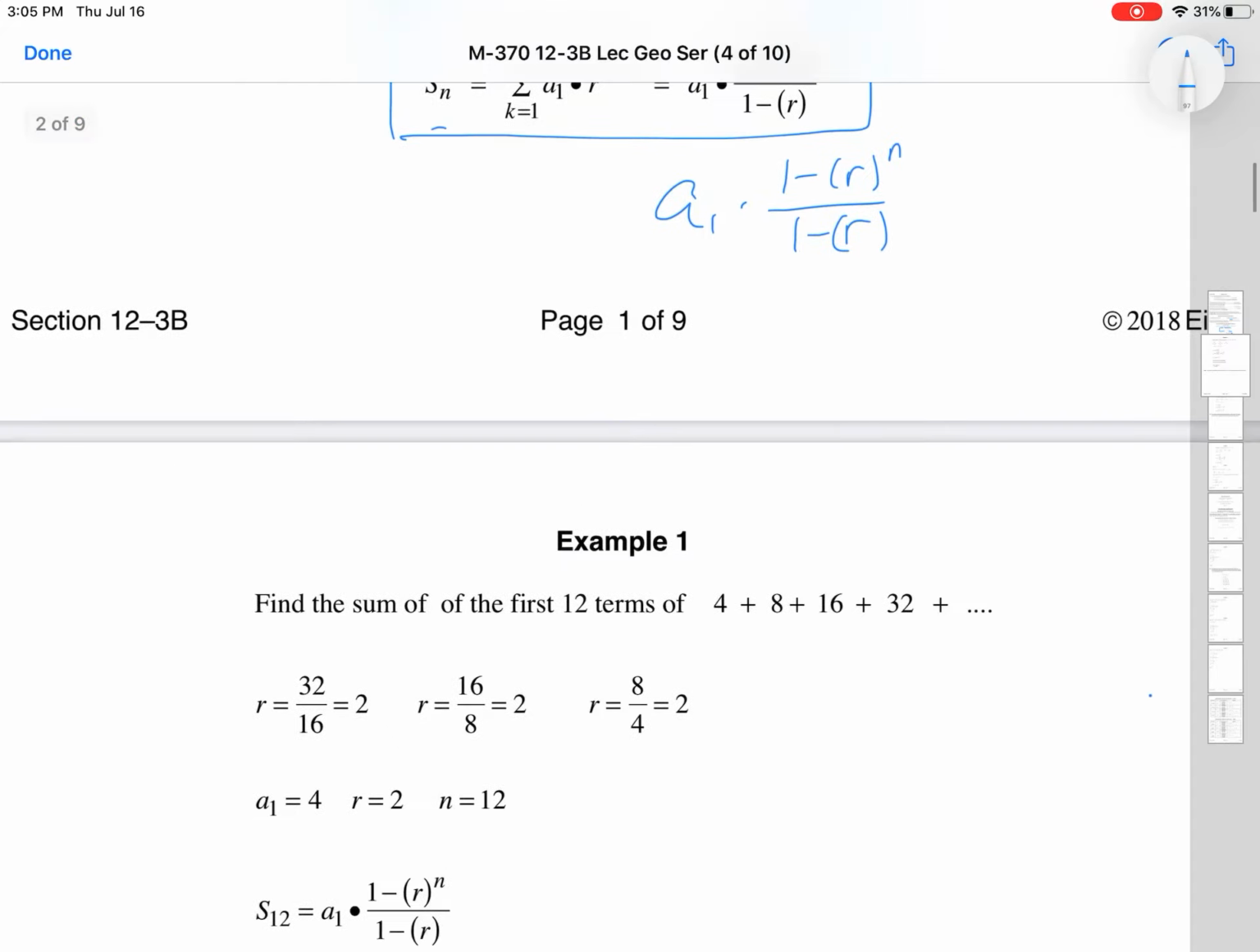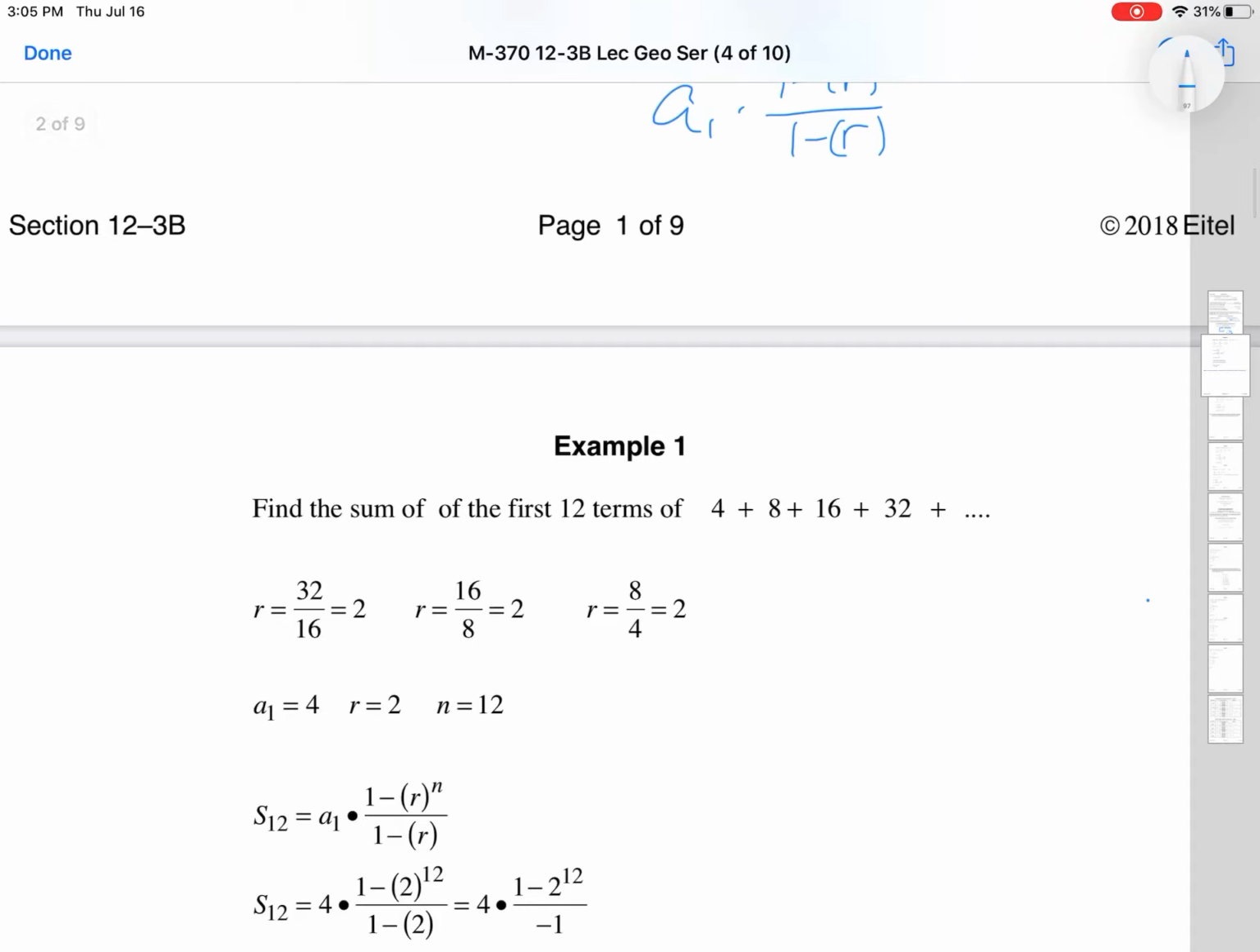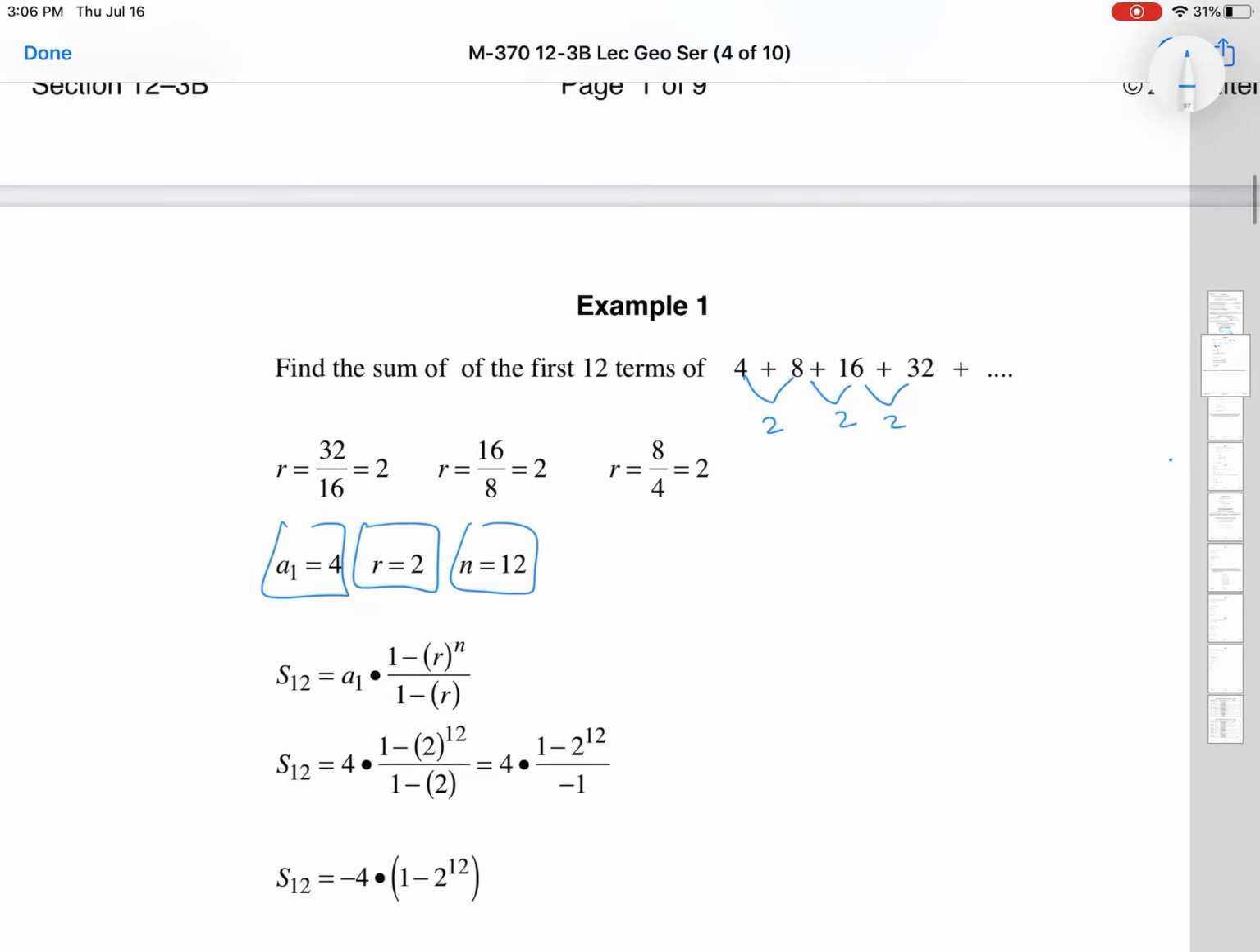So if we want to add the first 12 terms of this series right here, first of all, we need to see if it's arithmetic, geometric, or something different. In this case, it looks like 2 is being multiplied every time. Times 2 gets me to the next one. So the common ratio is 2. We start out at 4, and we have 12 things. And so we're just dropping those things into the formula. If we want the sum of the first 12 numbers, we have our a1, which is 4. 2 goes in for r.